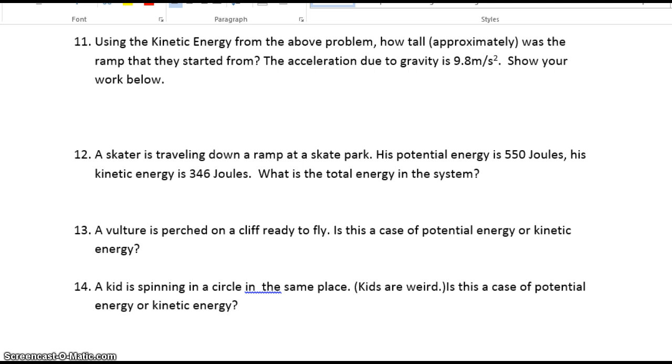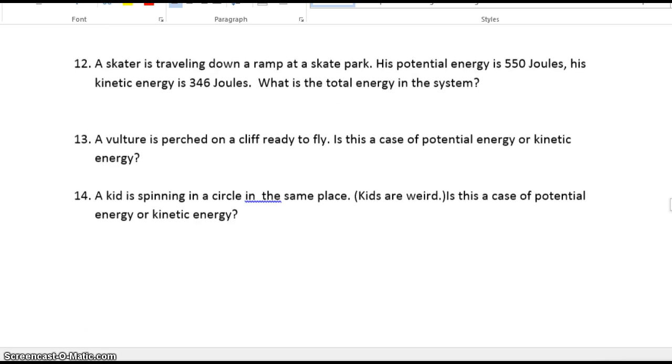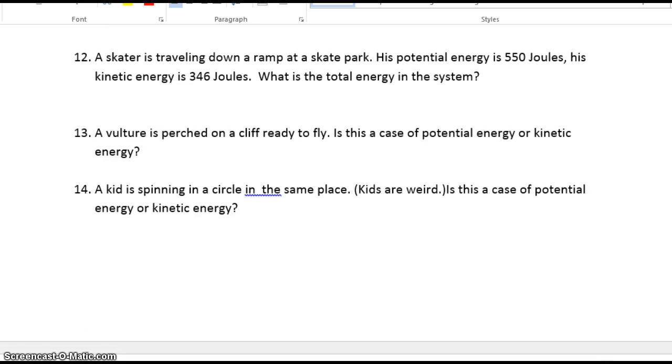Okay, number 12. A skater is traveling down a ramp at a skate park. His potential energy is 550 joules. His kinetic energy is 346 joules. What is the total energy in the system?